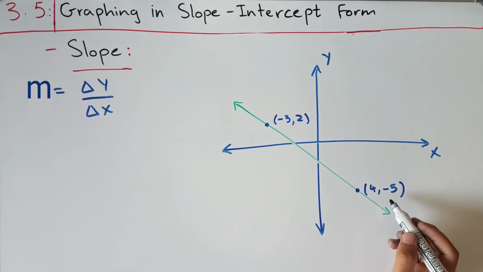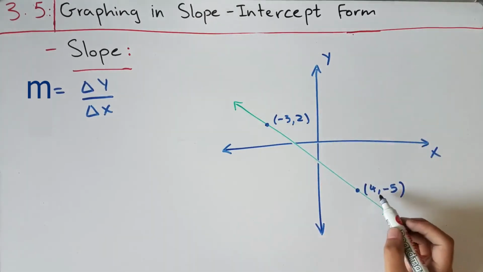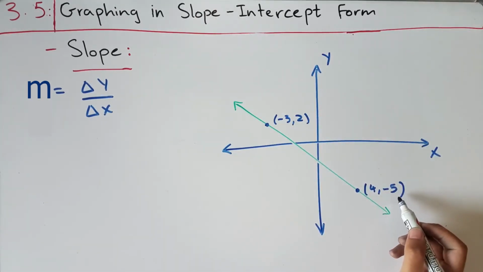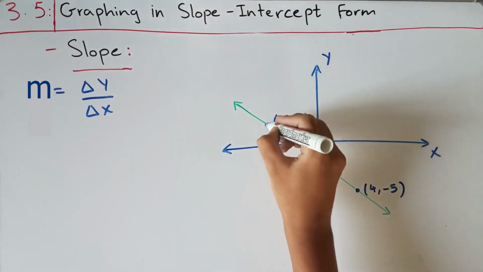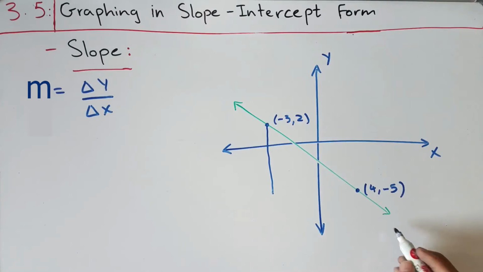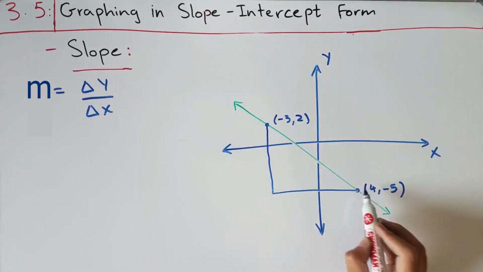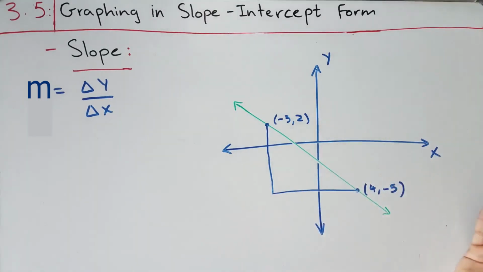So in this case we have 2 points, (-3, 2) and (4, -5). I can see that instead of rising, our rise is going to be negative because we're going downwards. And then our run is going to be positive because we're heading towards the positive direction, as the positive numbers are on the right side of the number line.